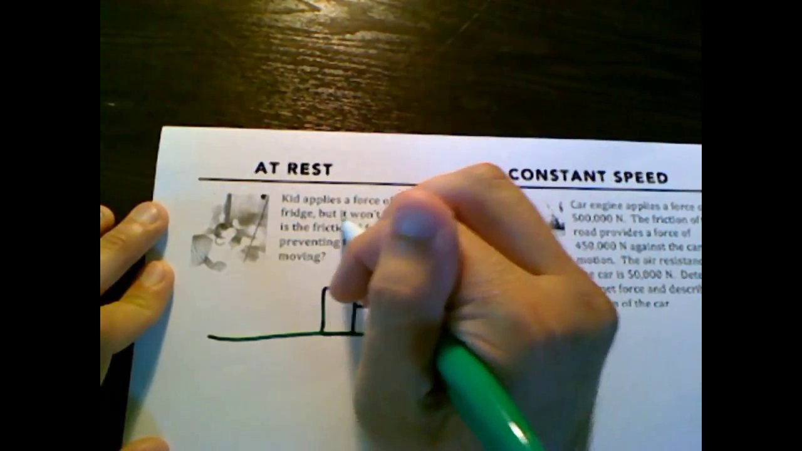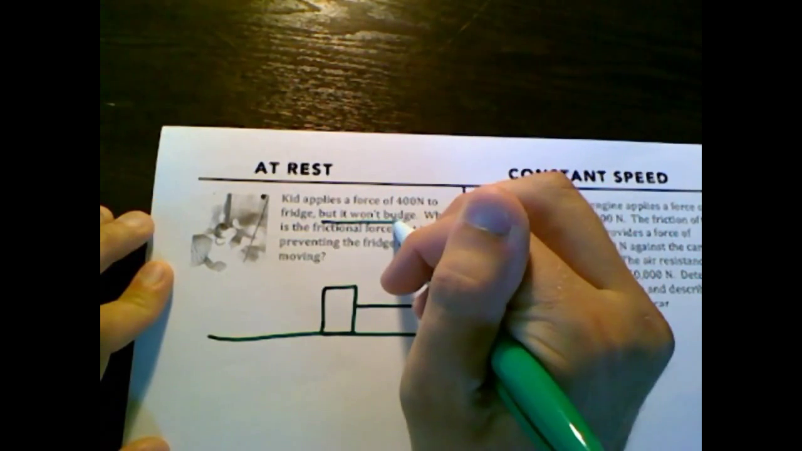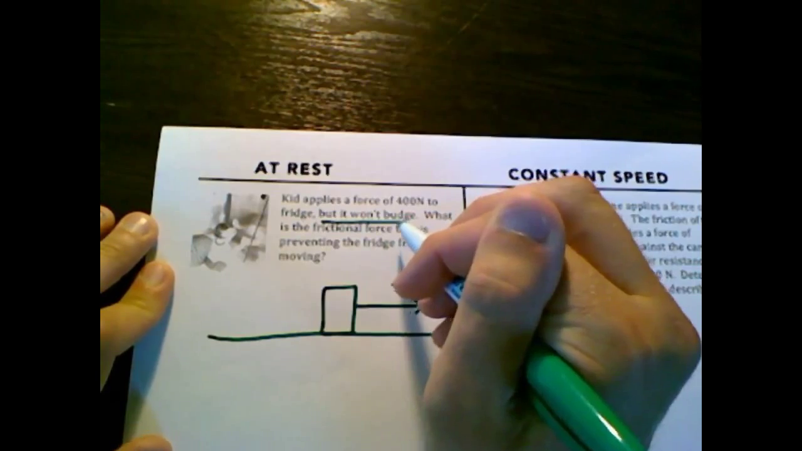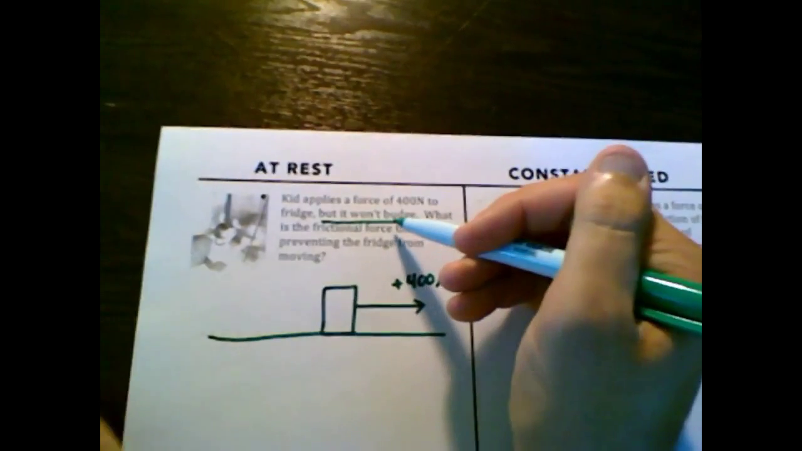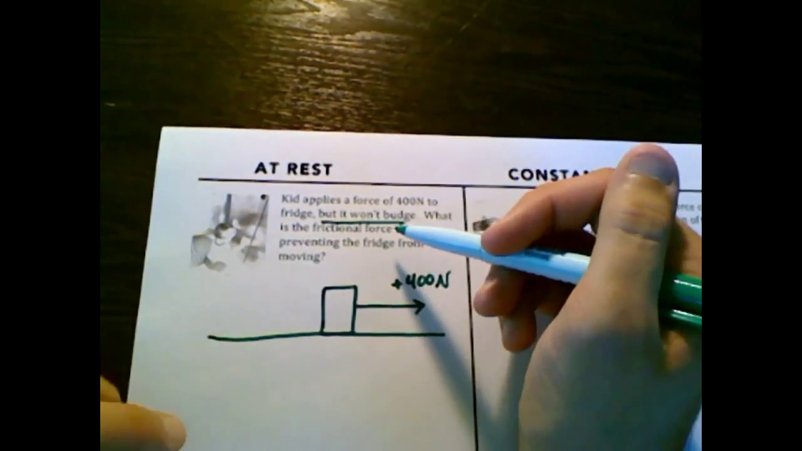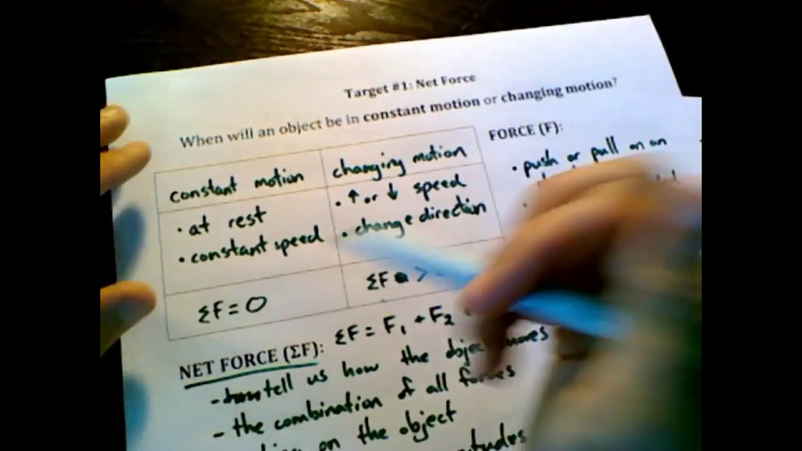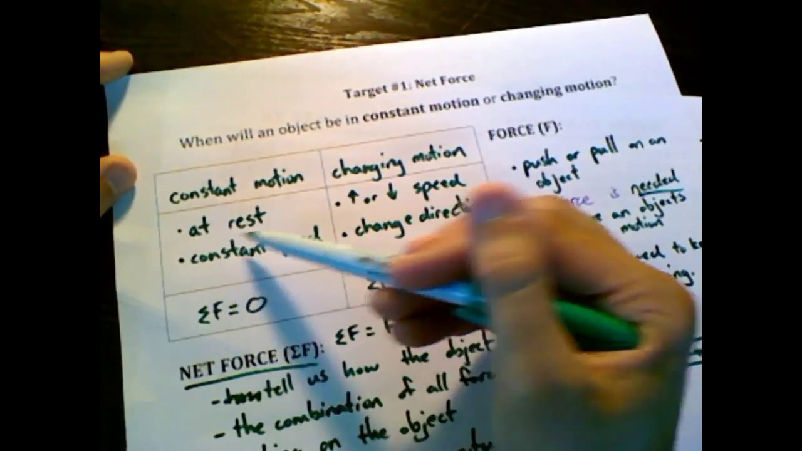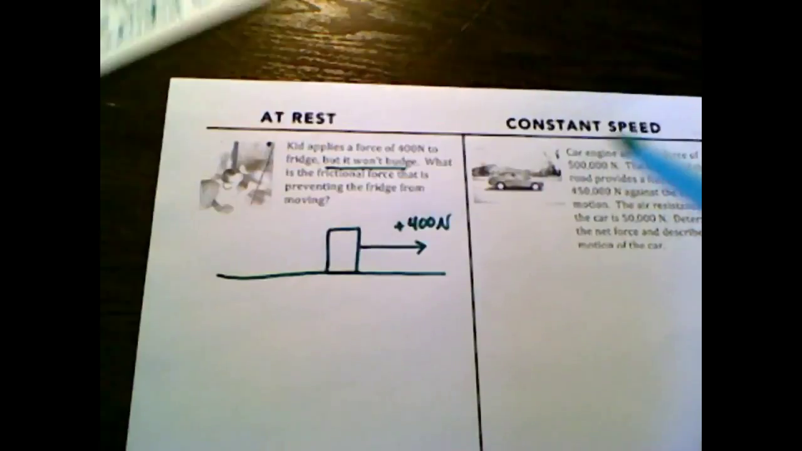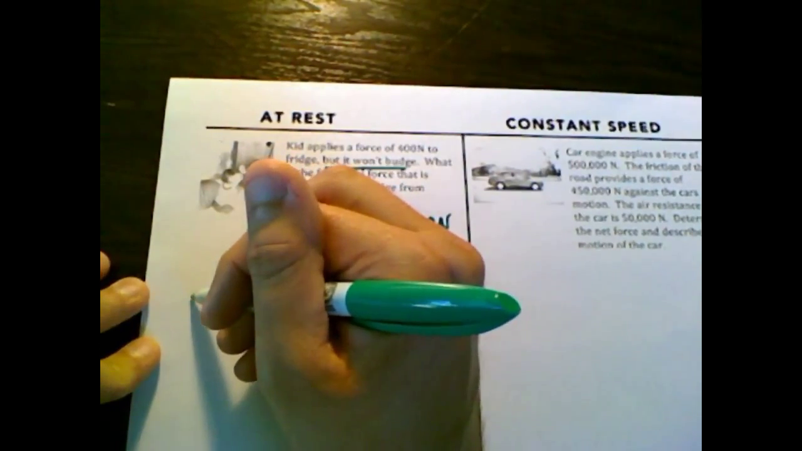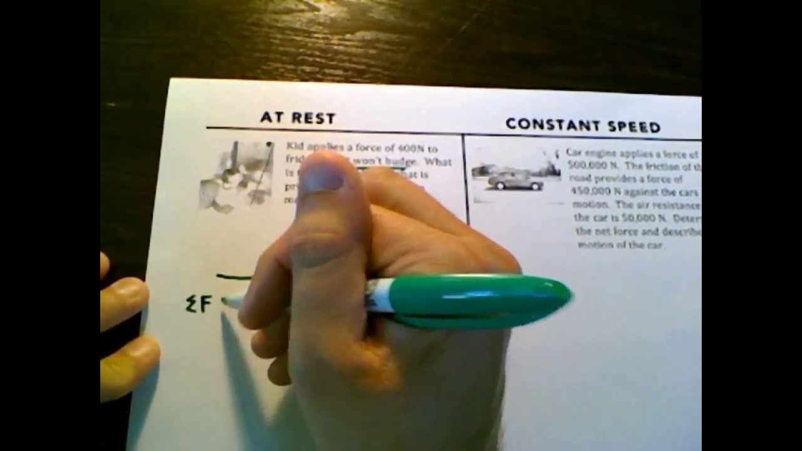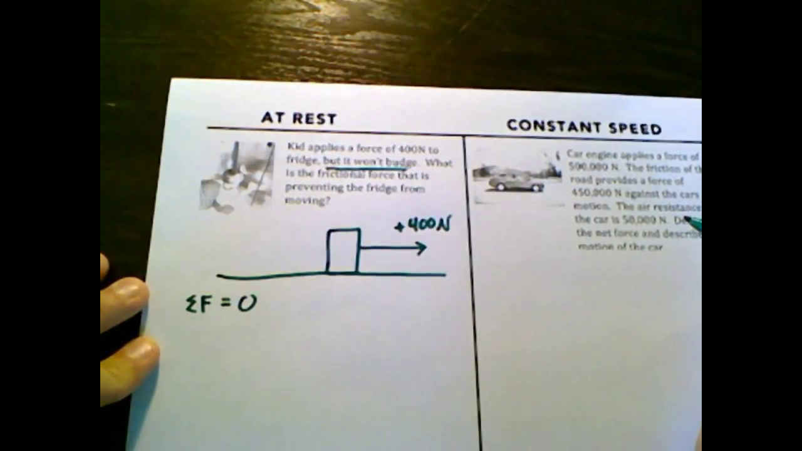But we know that our fridge won't budge, and this is a huge key to keep in mind. It's telling us what the motion of our fridge is, and that's essentially that it's at rest. And so we know that when an object is at rest, the net force is going to be 0. So I'm just going to draw right off the bat, my net force is equal to 0 for my object.